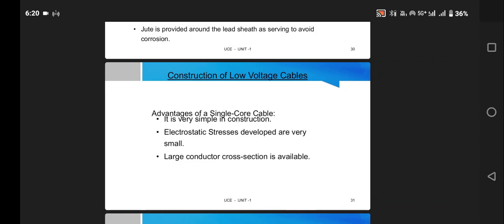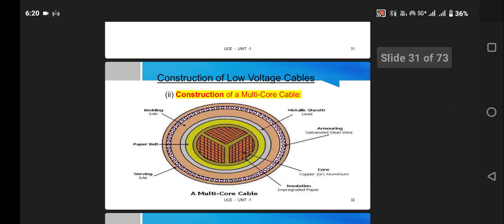The advantages of single core cable: it is very simple in construction, the electrostatic stresses developed in low voltage cables are very less, and a large conductor cross section is available. Construction of multi-core cables is represented here.